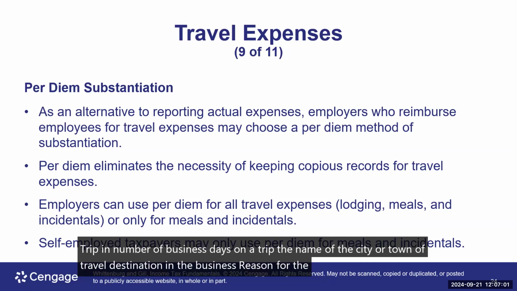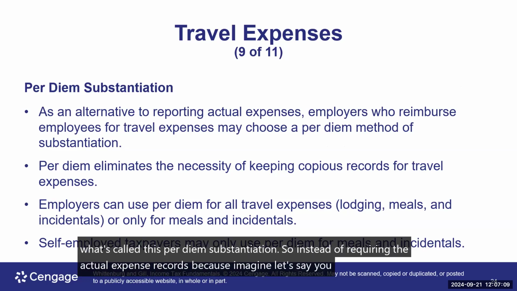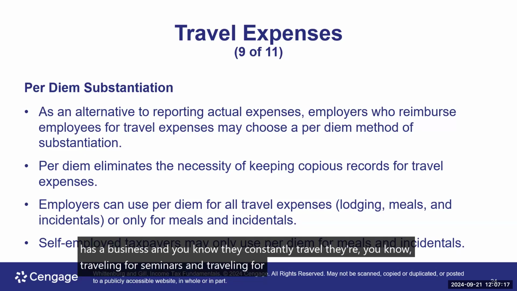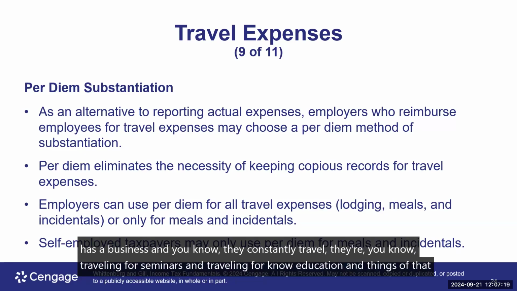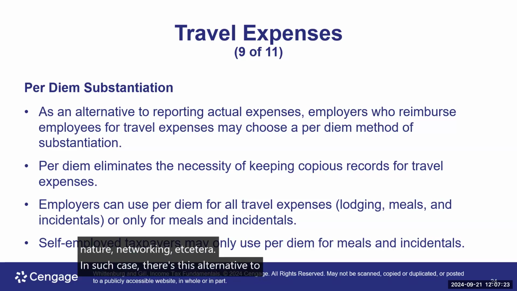And we also have what's called per diem substantiation. So instead of requiring the actual expense records, because imagine you have someone that has a business and they constantly travel. They're traveling for seminars and for education and things of that nature, networking, etc. In such a case, there's this alternative to reporting actual expenses.